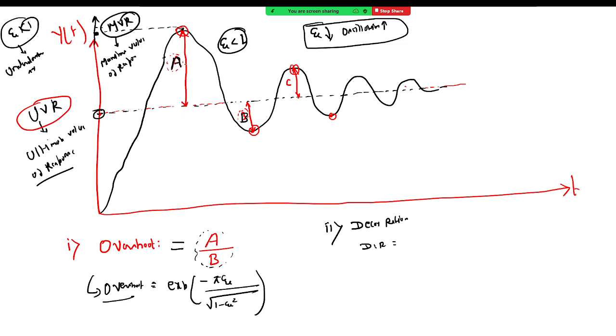The ratio you get here will be similar to the ratio you get here, a bit similar, most probably, right? That's why they have defined it only for the first two peaks. That is the decay ratio, exponential of pi zeta over root of 1 minus zeta square, right? Any doubt?